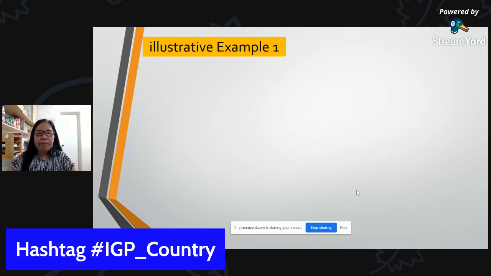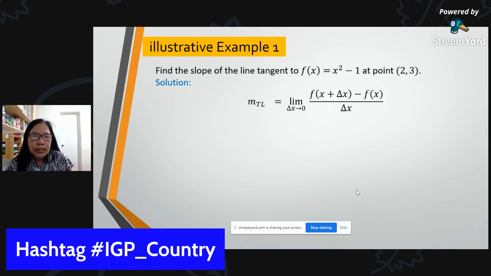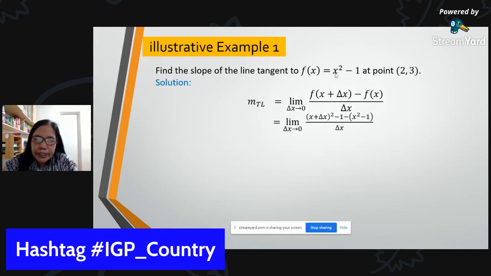So let's take an illustrative example. Find the slope of the tangent line to x squared minus 1 at point 2, 3. Earlier we used Desmos, and here we will use GeoGebra. But first we have to find the slope of the tangent line to the given curve at this given point. So let us use the definition. Our function is x squared minus 1. We plug in x plus delta x for x, so this is (x plus delta x) squared minus 1, then minus the original function f of x, which is x squared minus 1, all over delta x as delta x approaches 0.